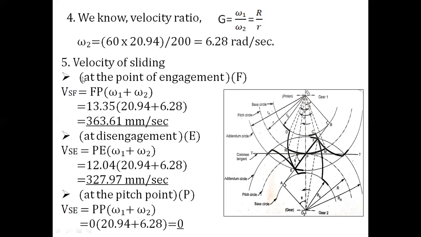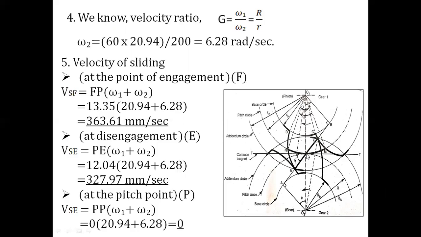Now we have to actually find out the velocity of sliding. The velocity of sliding at each point of engagement, that point of engagement is F. If the pinion is rotating in the clockwise direction and the gear is rotating in the anti-clockwise direction, F will become the point of engagement and E will become the point of disengagement for this gear pair. And P is the pitch point.